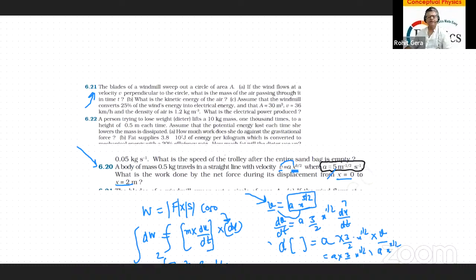How does a windmill work actually? You should know this. Area is also known, sweeping an area A. And the blades are there, if the wind flows at a velocity v perpendicular to the circle. What is the mass of air? So what is the density of air? You should know it, and time t. So the first thing is that we have to find the mass of the air. How much mass?